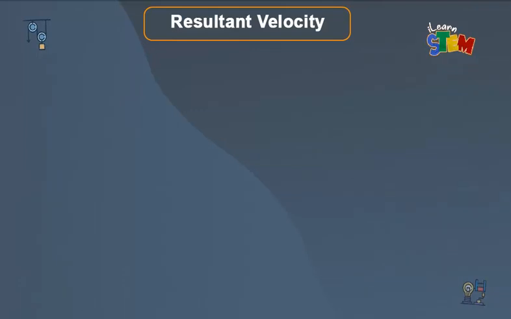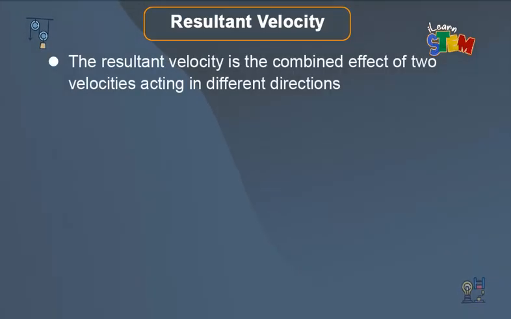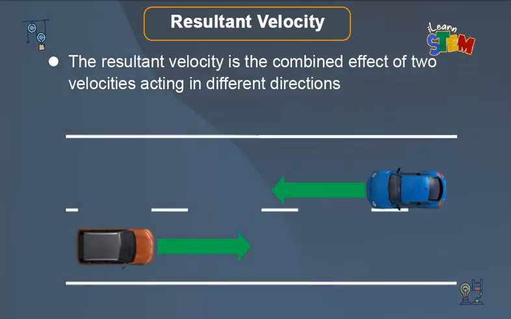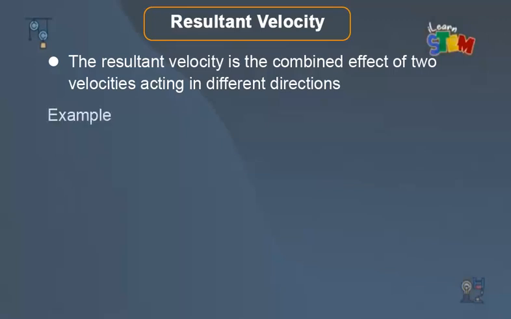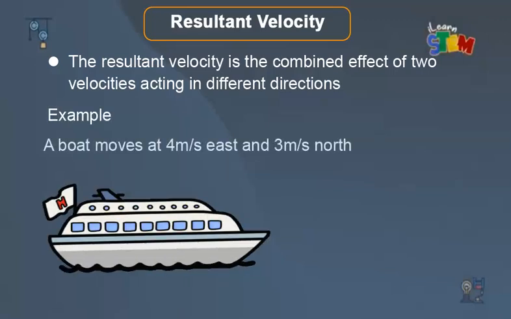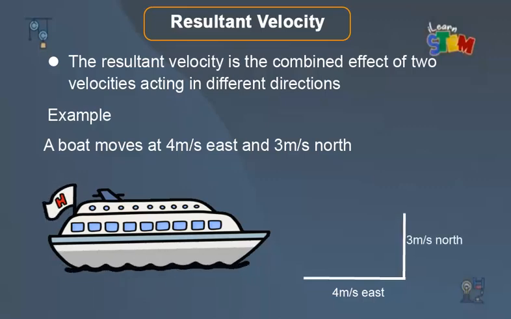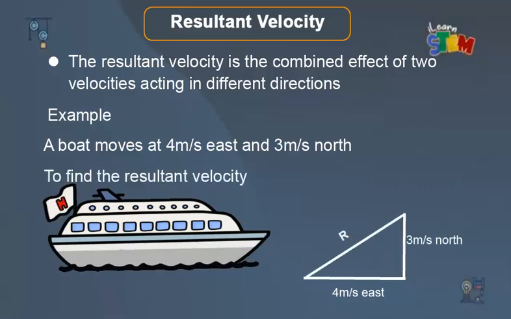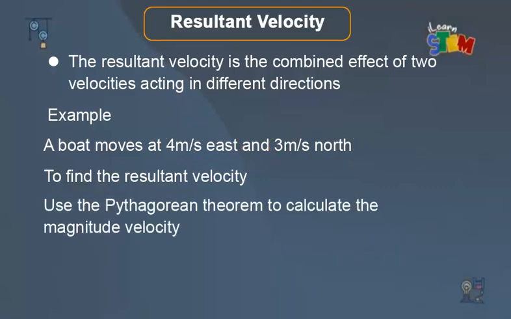Next is resultant velocity. A resultant velocity is the combined effect of two velocities acting in different directions. See how it works. If an object is moving in two different directions, that's when we need to calculate the resultant velocity. Example. Let's say a boat is moving 4 meters per second east and 3 meters per second north. To find the resultant velocity, we combine these two directions. Using the Pythagorean theorem, we find the magnitude of the resultant velocity.